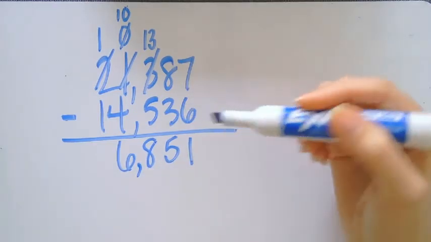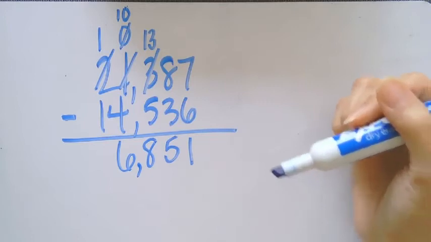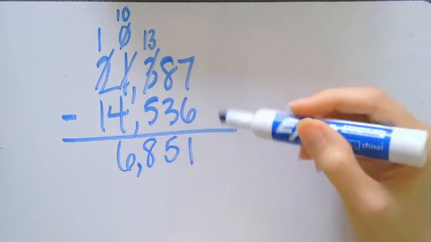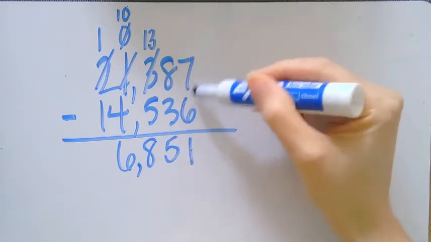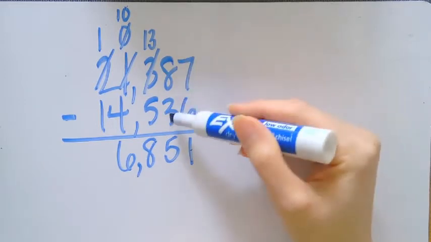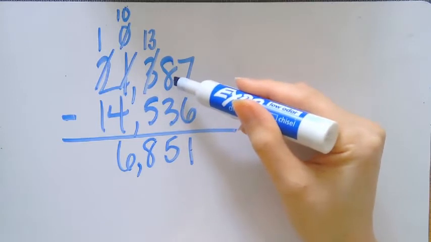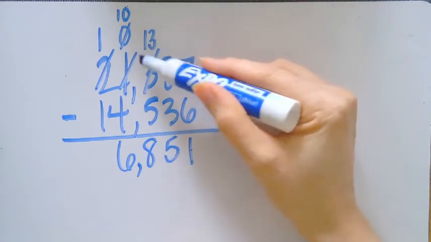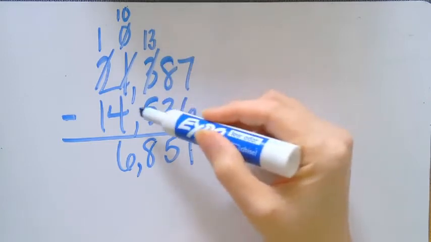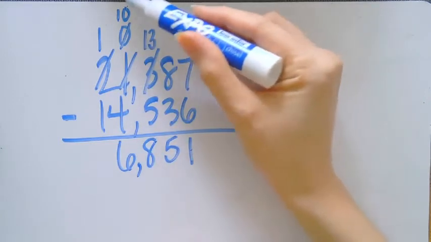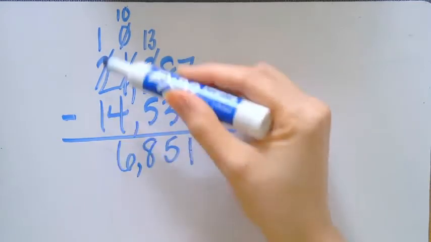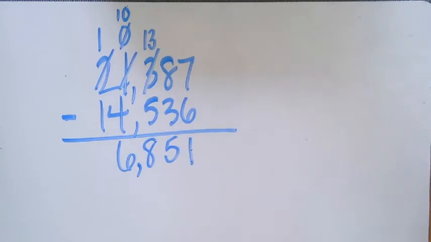So, checking your work. Do you guys remember how to do that? You're adding the last 2 rows. 6 plus 1 is 7. True. 3 plus 5 is 8. True. 5 plus 8 is 13. True. 4 plus 6 is 10, true. And 1 plus 0 is 1. Good. So that is how you check your work.